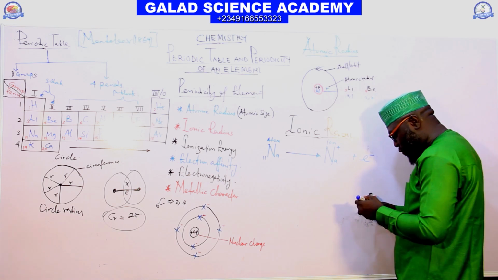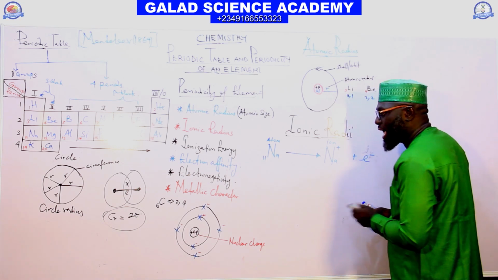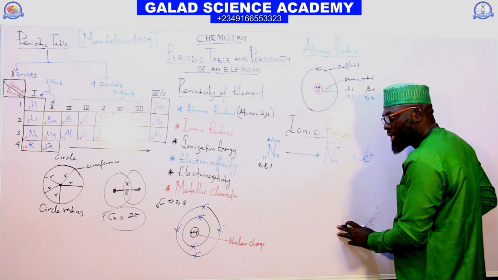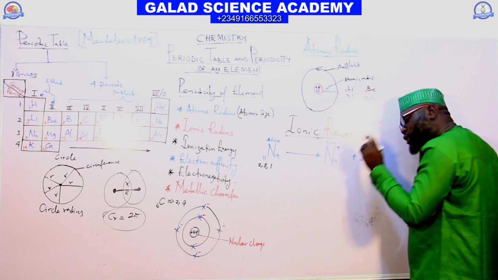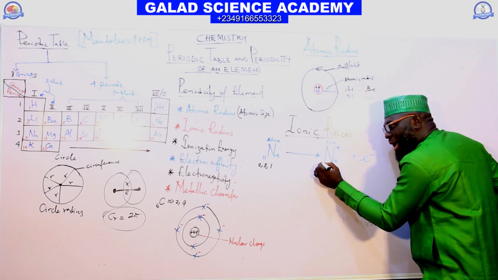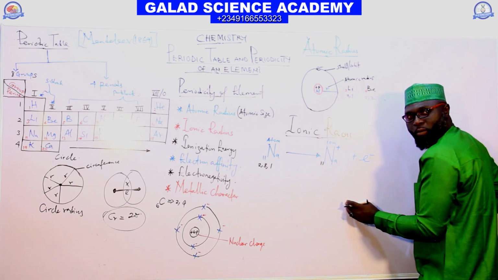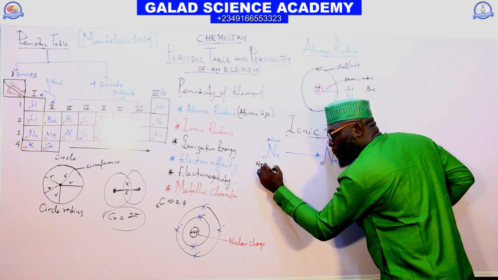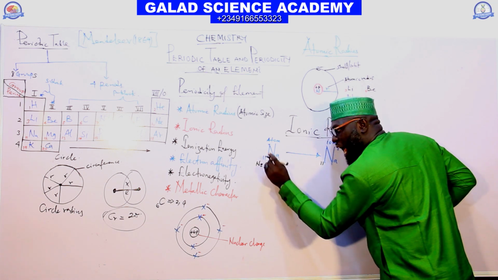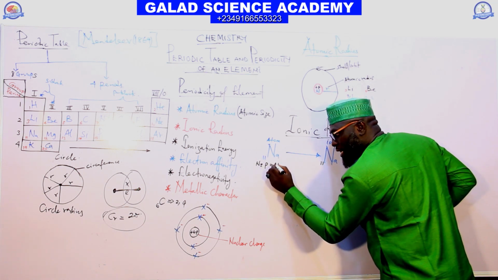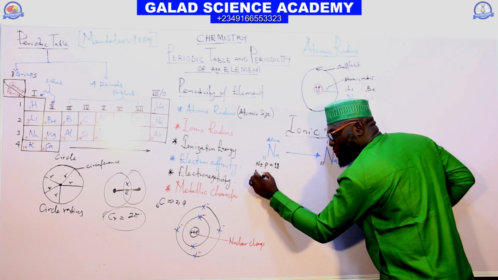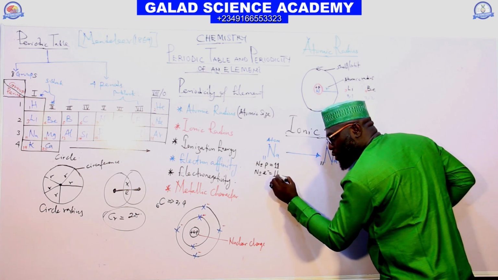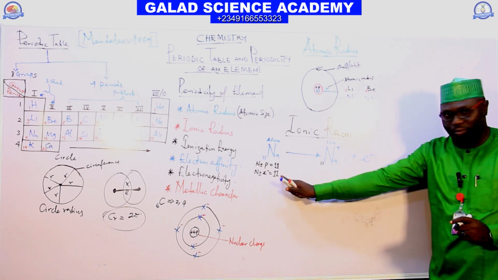And if I draw the configuration for this sodium, we have 2, 8, 1, because it has 11. But don't forget, the atomic number here is still 11. The number of protons, which is the atomic number, is still 11. The number of electrons here is still 11, because it's a neutral atom.